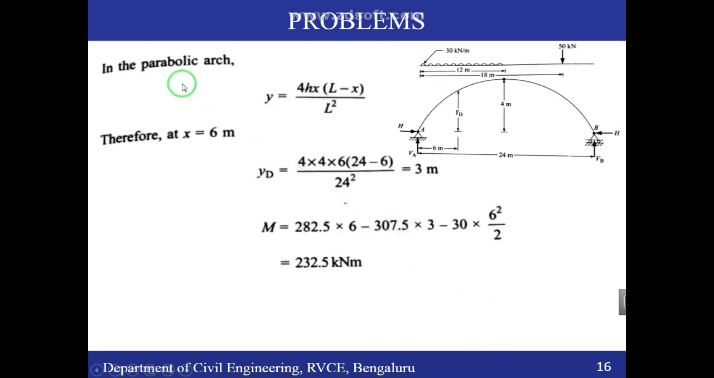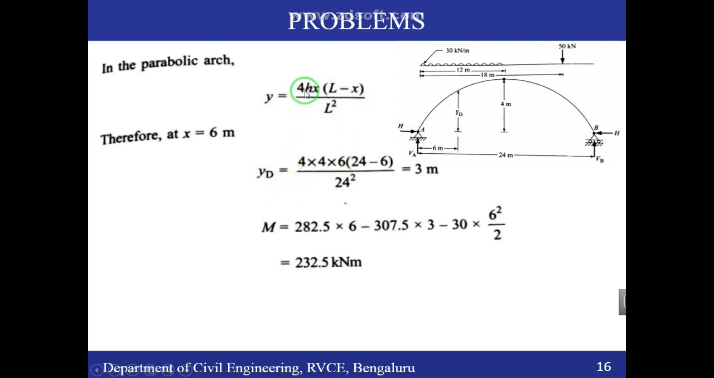So now we will have to find out this value of yD, because to find out the moment, you will need the value of yD. You will already know the value of H and the V values. So if we find out the value of yD, we can easily find out the moment at 6 meters, right? So we are going to find out the value of yD at 6 meters using this particular equation of the parabola, right?